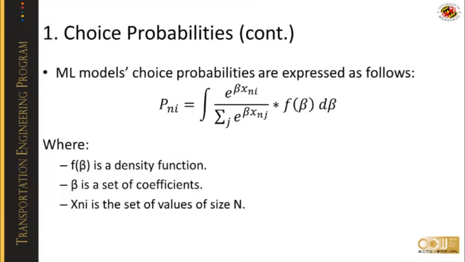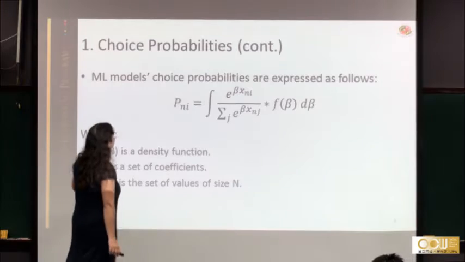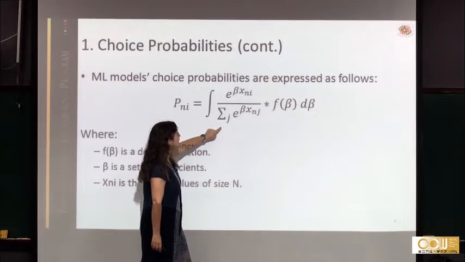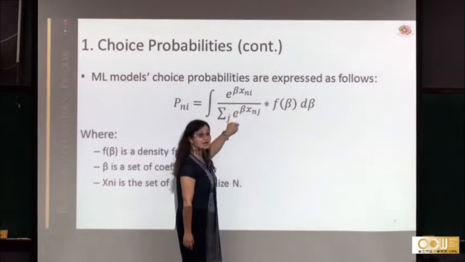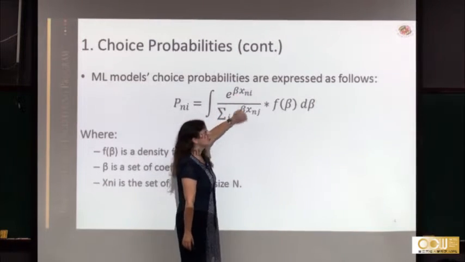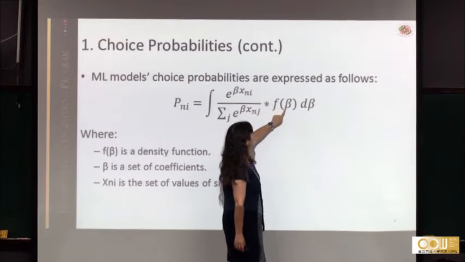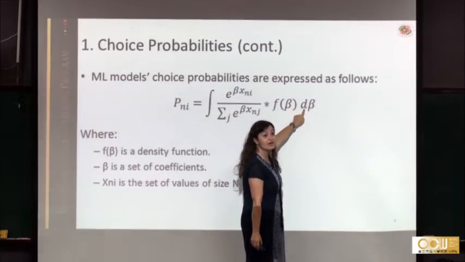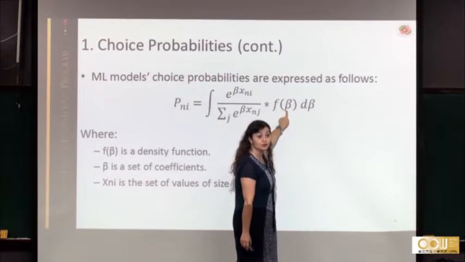So it's always about choice probability here. The choice probability in Mixed Logit, the probability that n chooses i, is the integral of a logit formula. This is exactly logit, multiplied by a density function and integrated over the vector of the unknown coefficients.